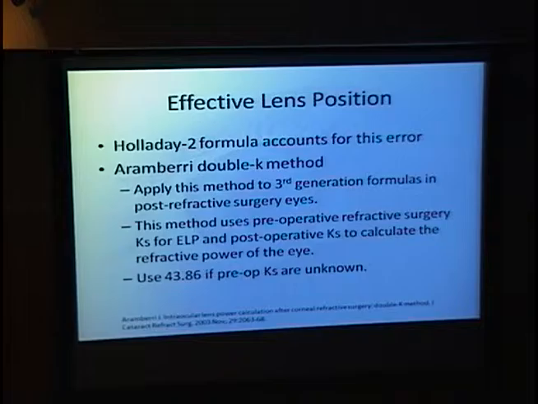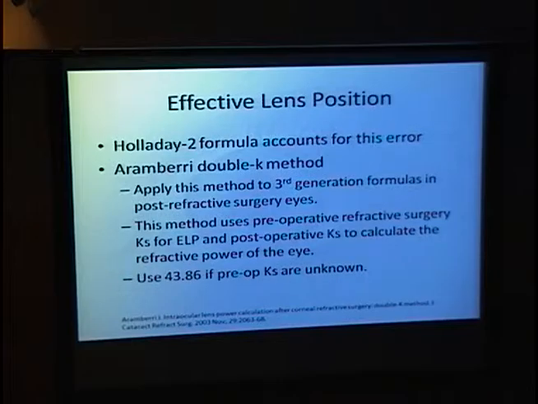And apparently the mean K value for the population is 43.86. A lot of people do not have their K values from before they got RK. That's a good point, that's a good question. I don't know why the Holladay 2 formula uses that as well. I don't know why Dr. Warren Hill's article mentioned that this should be used if pre-op Ks are unknown. He just said that that was the mean for the population, and sorry, I don't have a better answer for that.